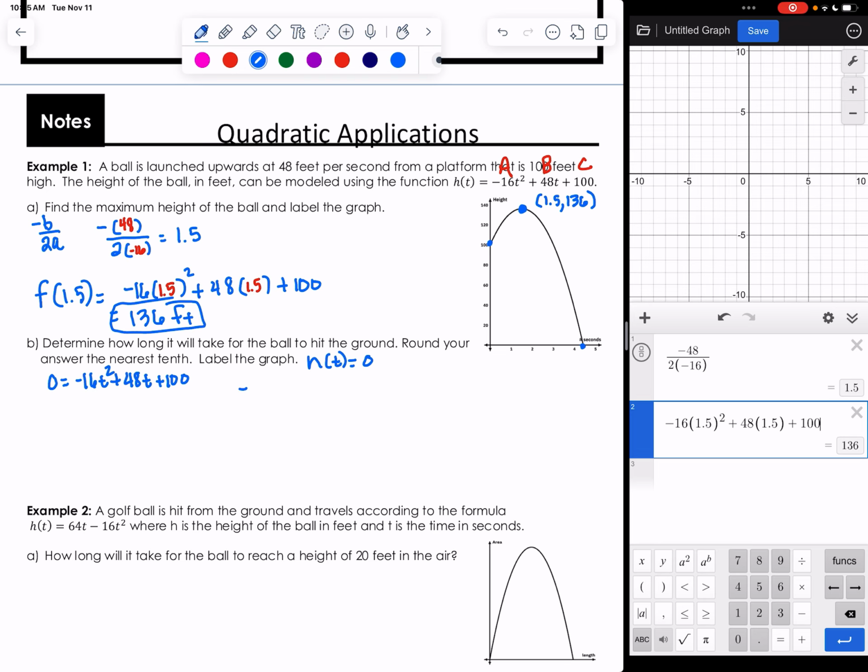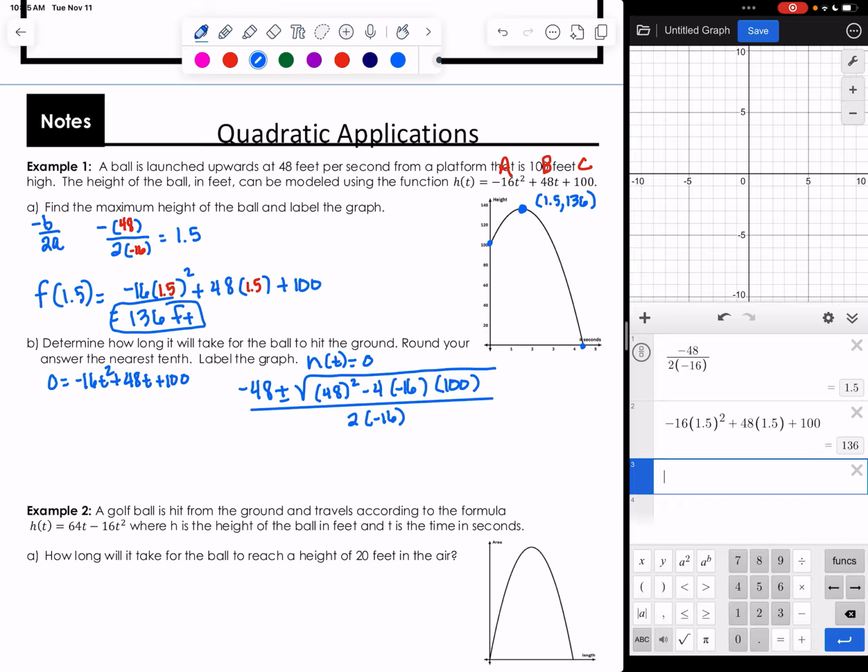We want the opposite of b, so opposite of 48, plus or minus the square root of b squared, and we know b is 48, squared minus 4 times a, which is negative 16, times c, which is 100, all over 2 times a, which is negative 16. Now, we're going to get 2 answers here because of the plus minus.